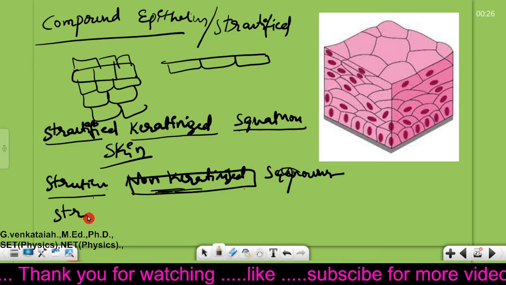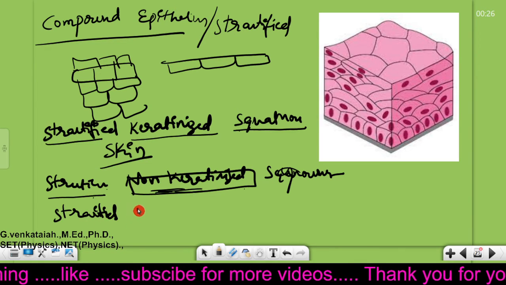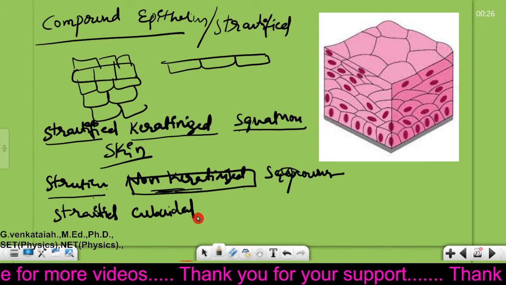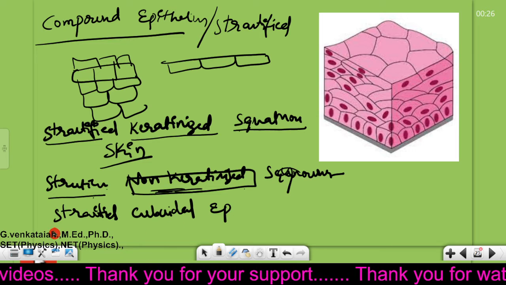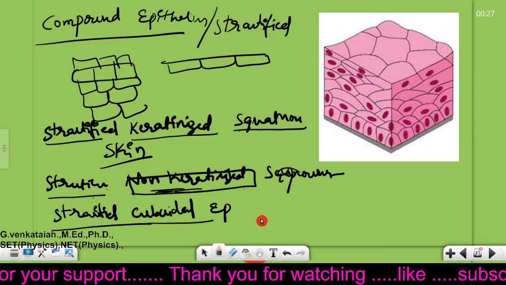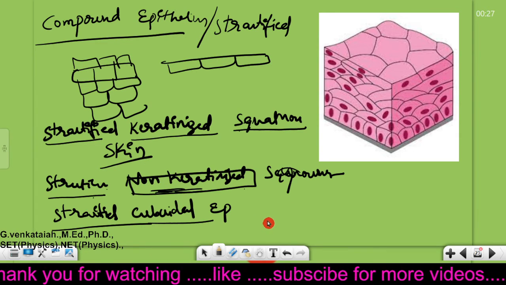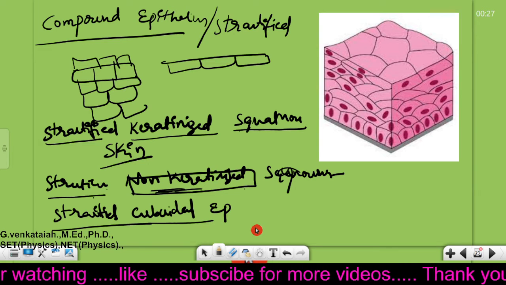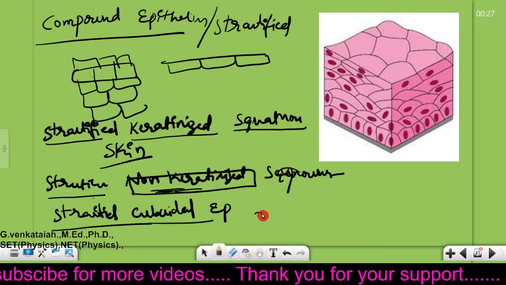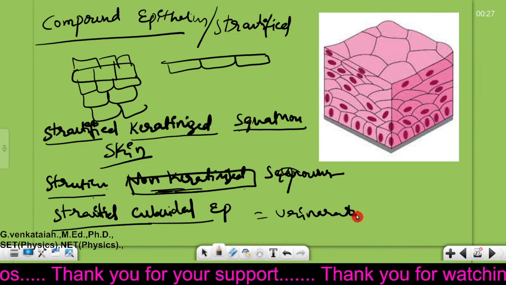Next, stratified cuboidal epithelium. Stratified cuboidal means so many layers of cube-shaped cells are there. Such cells you can observe in the urinary bladder.